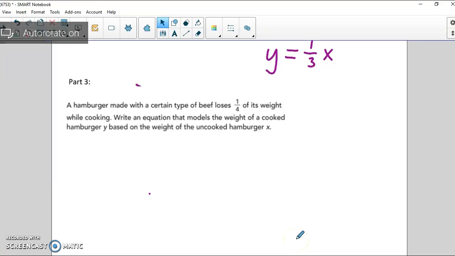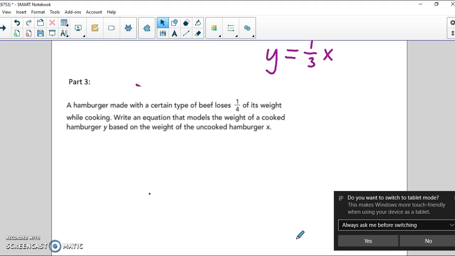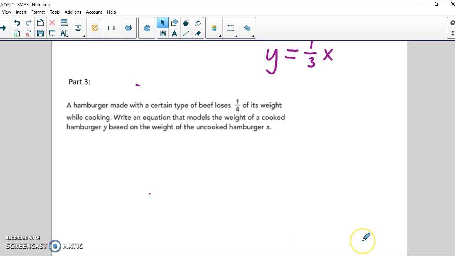Okay, let's finish part 3 here. So we know that a hamburger made with a certain type of beef loses 1/4 of its weight while cooking. So we're going to write an equation that models the weight of a cooked hamburger, y, based on the weight of the uncooked hamburger, x.